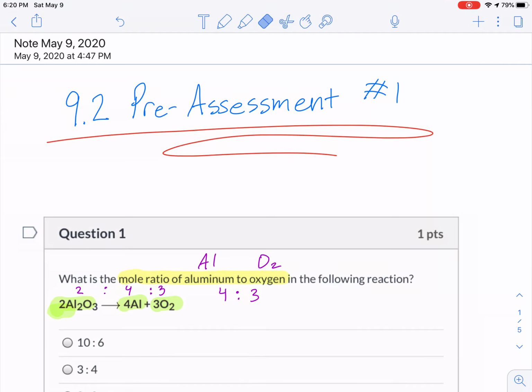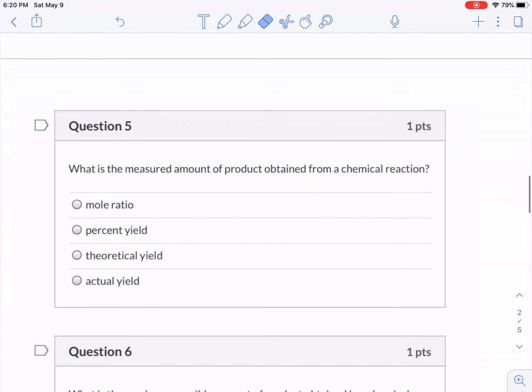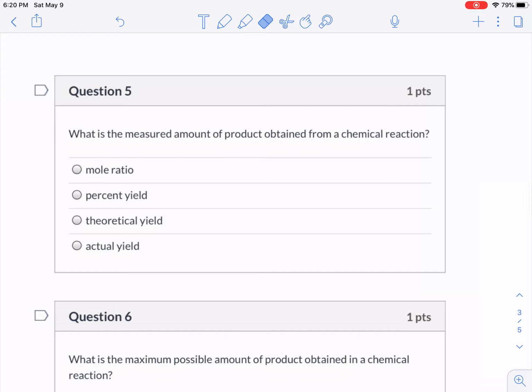We're going to go ahead and take what we know a step further in our 9.2 pre-assessment number 1. We're going to take a look at percent yield. So I'm going to move forward to question number 5. Question number 5 asks, what is the measured amount of product obtained from a chemical reaction? These words, measured amount, mean that that's the macroscopic scale. That's something that I can actually measure. So we call that our actual yield.